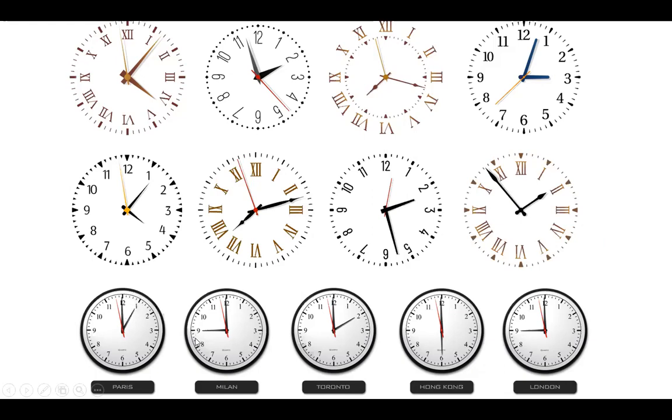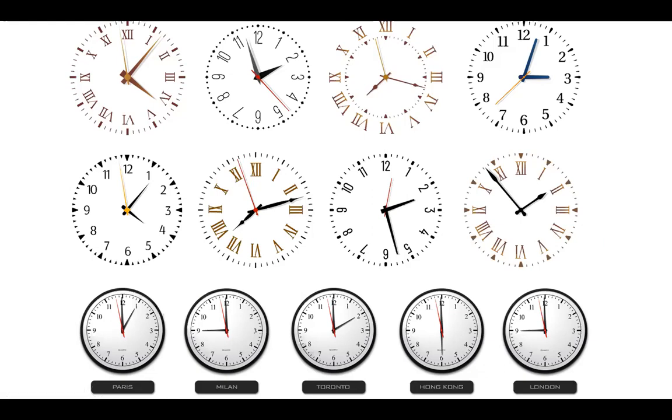What about this? 9 час. 9 часов. Because in this case, we use the plural for the word hours, часы. So 9 часов. What about the next one? Toronto. 2 часа.